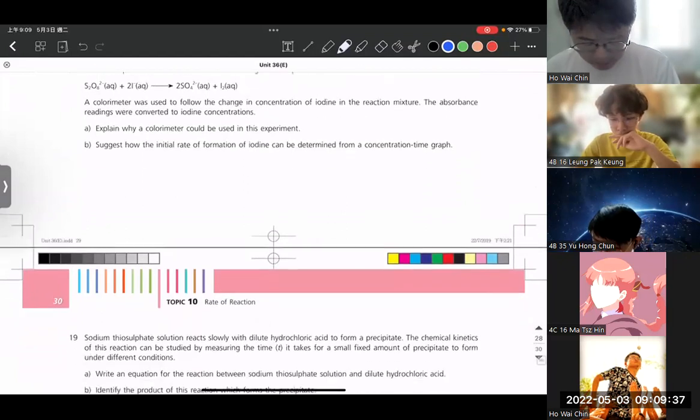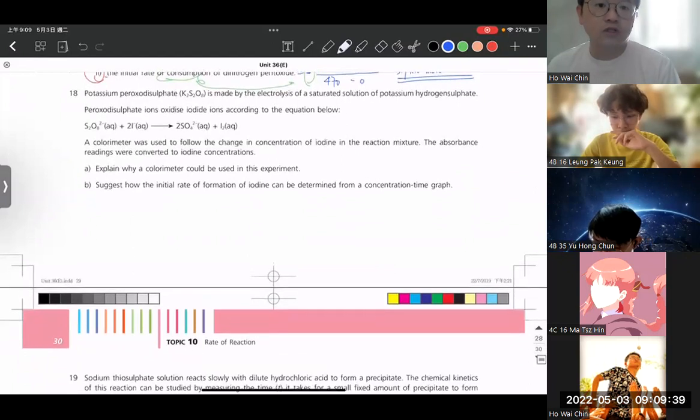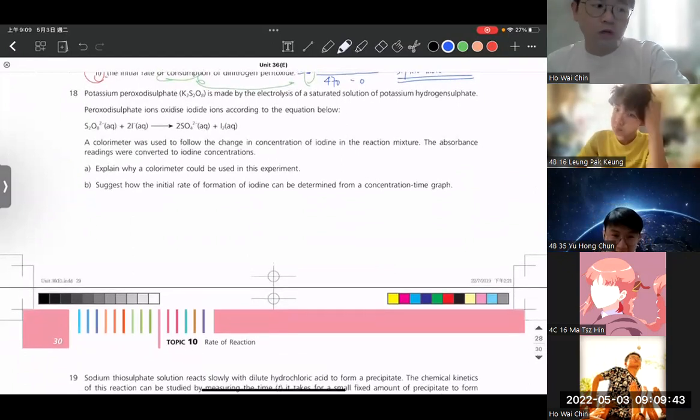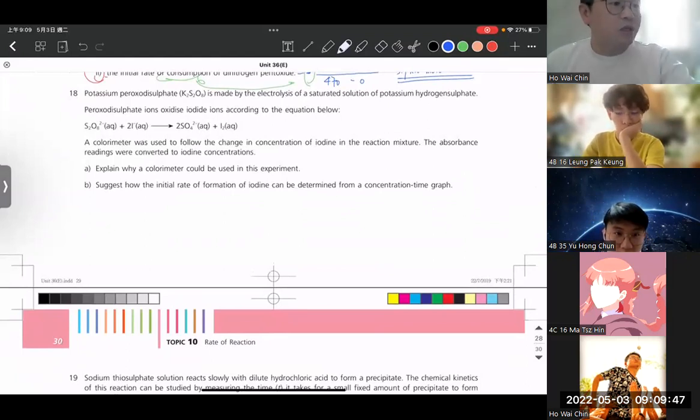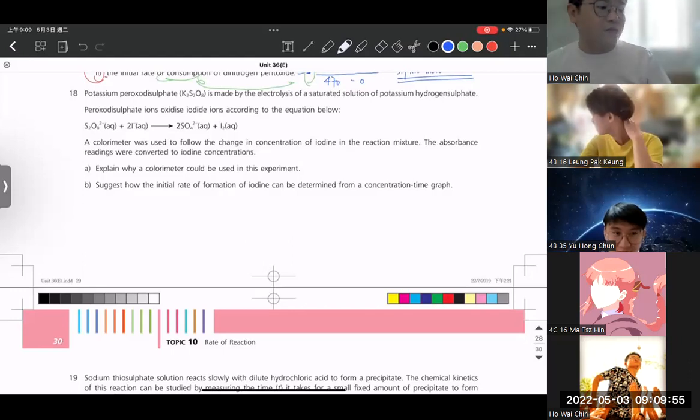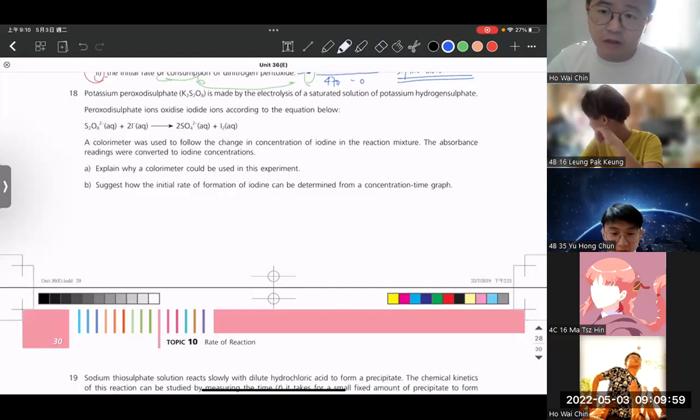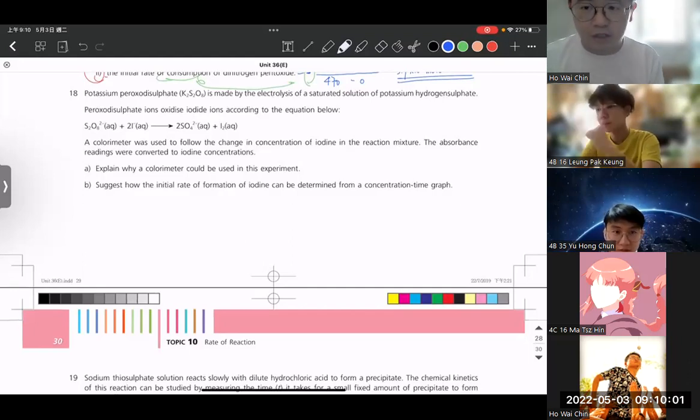So don't worry even if for some questions you don't find them so familiar. What you focus on is to keep calm and try to take a look. Any change in physical property can be recognized, and use this as a start, and you think of an appropriate experimental method to monitor the progress of the reaction. Now, question 18, take a look.